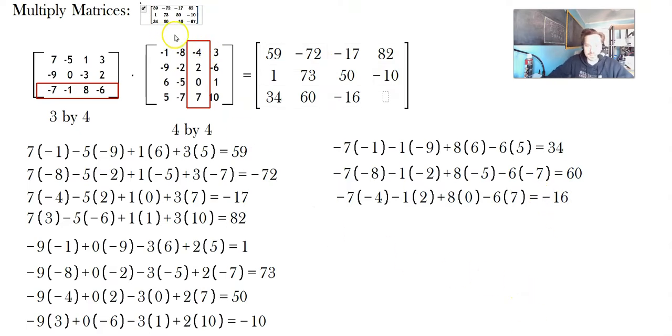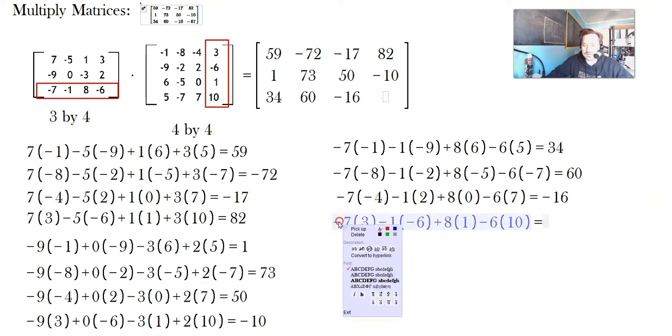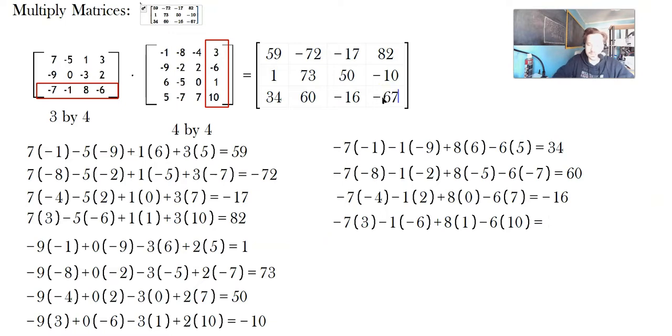Let's finish up with the last one. So take your column, move it over to the last column of the second matrix, and again multiply. So negative 7 multiplying 3, minus 1 multiplying negative 6, and then plus 8 multiplying 1, and then minus 6 multiplying 10. Punch this into your calculator. That's a value of negative 67. So this is negative 67. And this is how you do this kind of process.